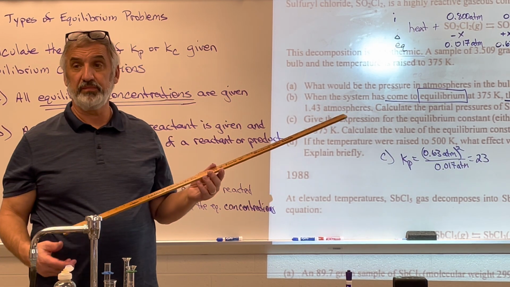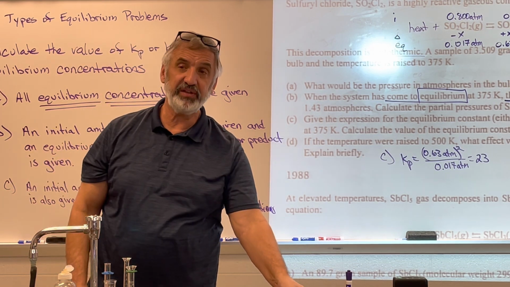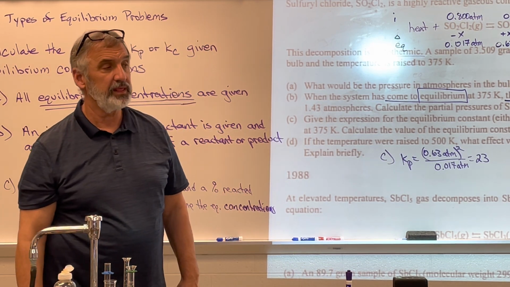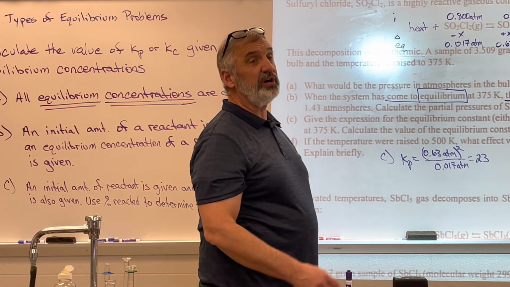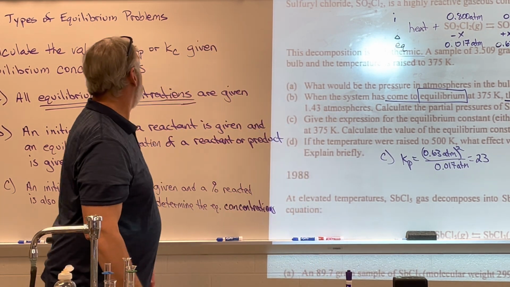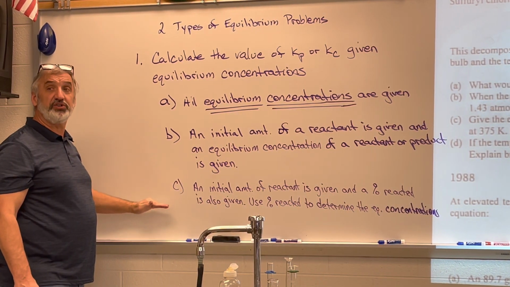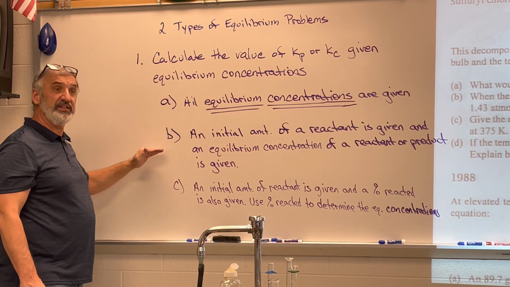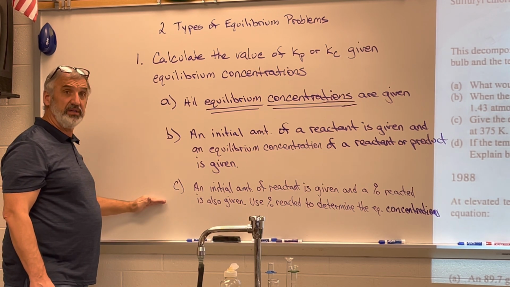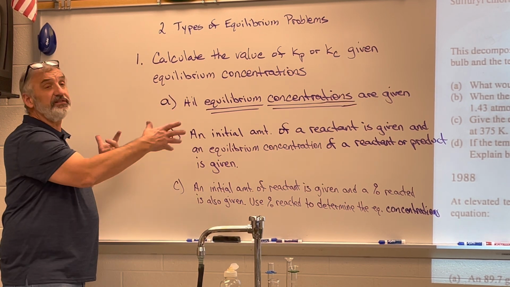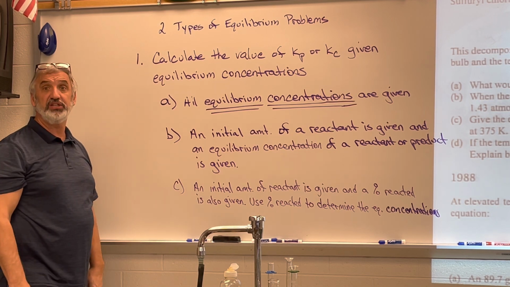Temperature is relative. Temperature is the only thing that changes the value of K. All right, so those are our three versions of our first type of reaction. It's all about finding my equilibrium concentrations and then plugging those in to find K or Kc or Kp. They just give you all these different ways of finding those initial concentrations.